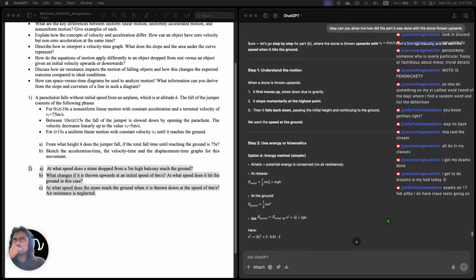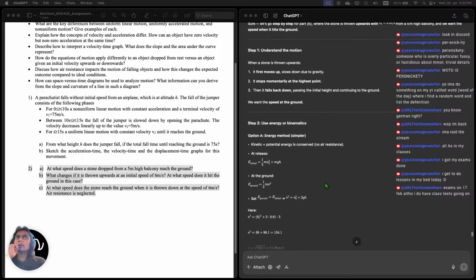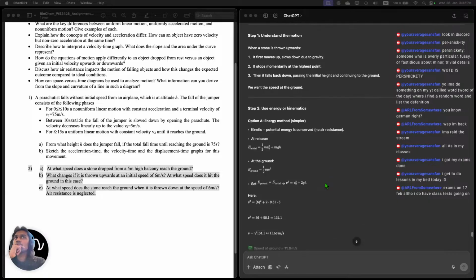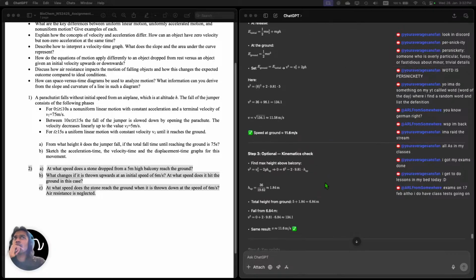Again, first the stone slows down due to gravity. Energy method simpler. Kinematics check.